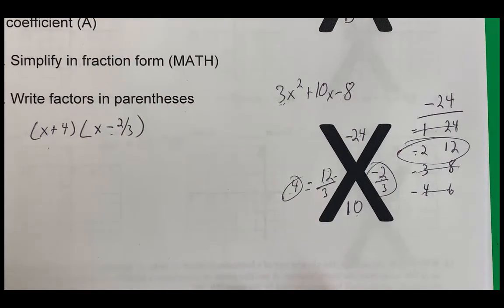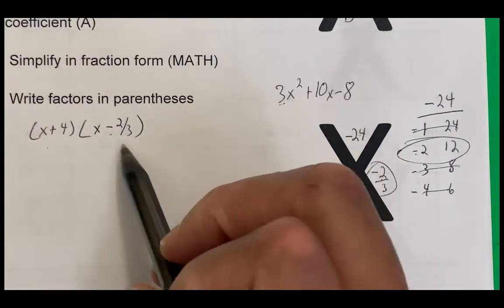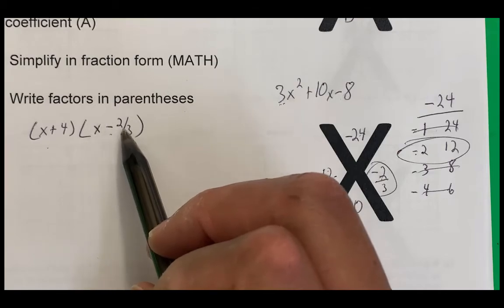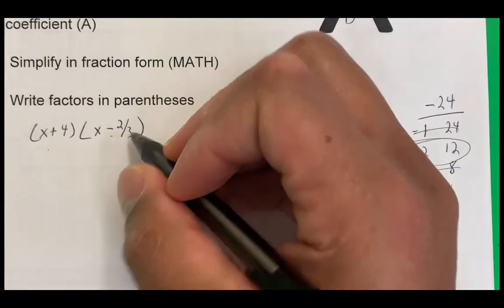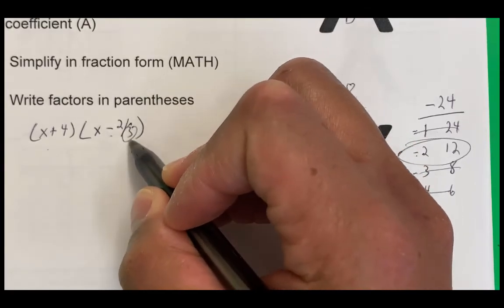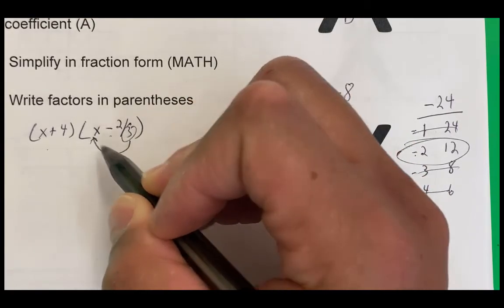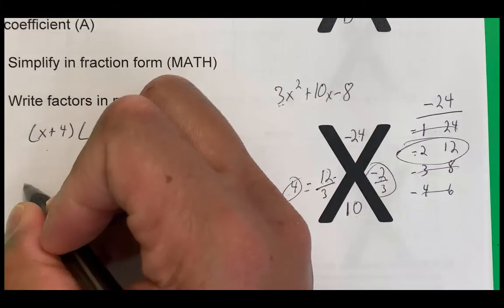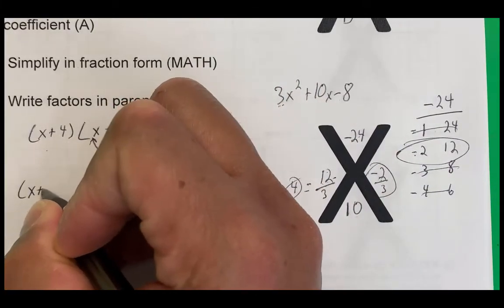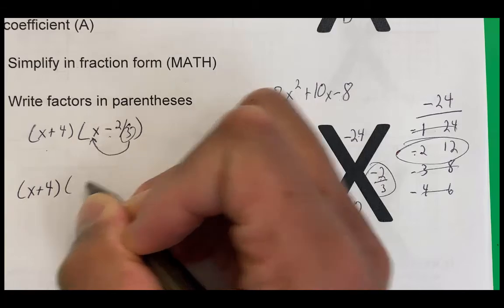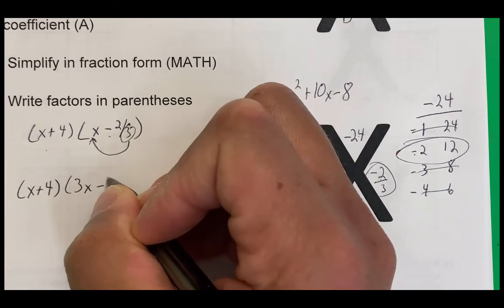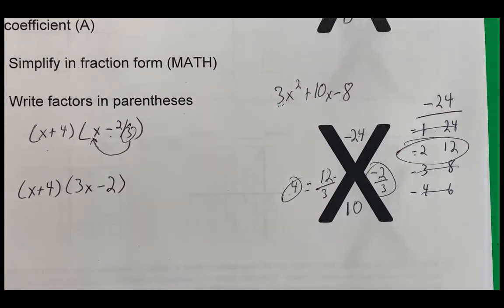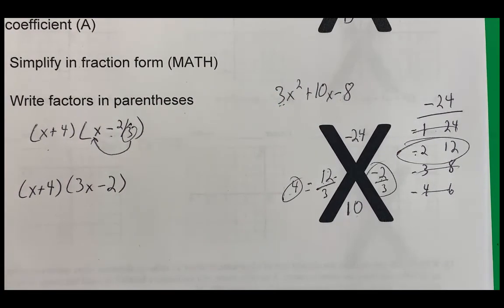Now, we have one more thing that we have to do, and that's whenever we have a fraction in our factor, we can't leave it like that. So the way I look at it is the denominator has to move up to the front, and so our final answer becomes x plus 4, that one doesn't have to change, but then this one becomes 3x minus 2, okay? And all that gets us to our final factored answer.